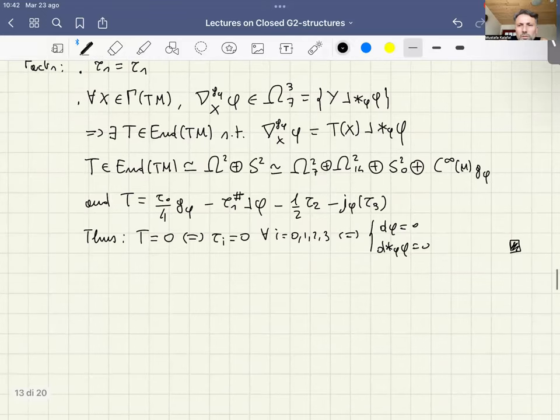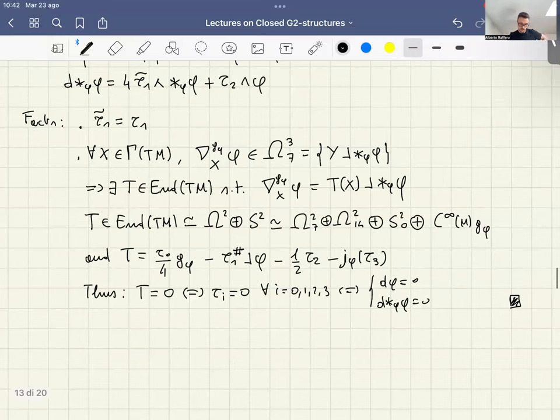Is the theorem true for open manifolds? In which sense, sorry? Those two conditions. So this is true in general. In general, okay, compact or non-compact. Yeah, this just depends on this representation theory argument. I see. Thank you.